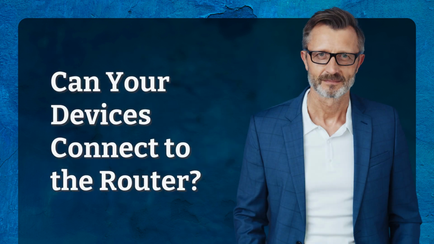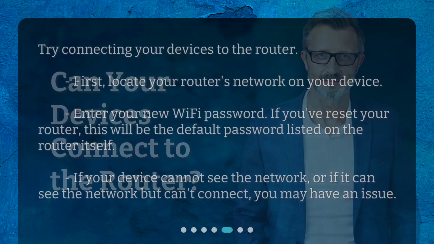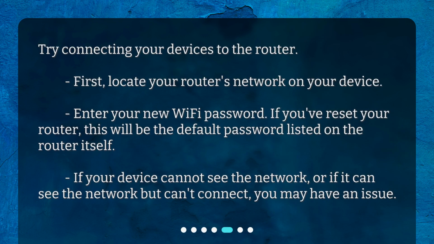Can your devices connect to the router? Try connecting your devices to the router. First, locate your router's network on your device. Enter your new Wi-Fi password. If you've reset your router, this will be the default password listed on the router itself. If your device cannot see the network, or if it can see the network but can't connect, you may have an issue.